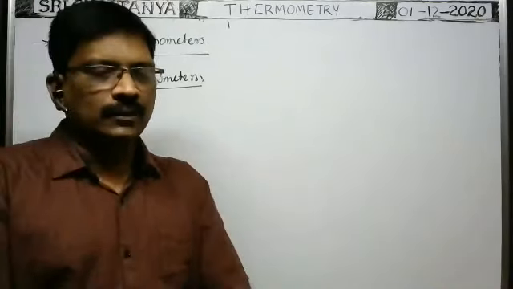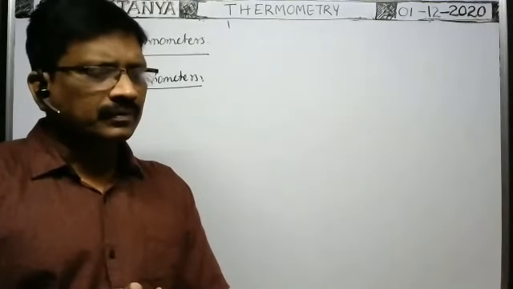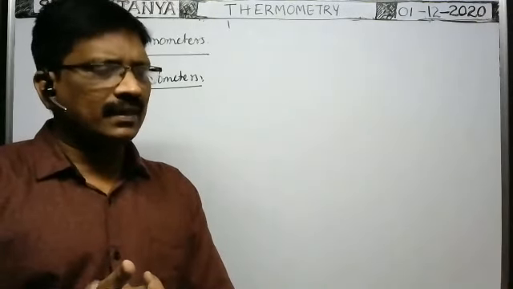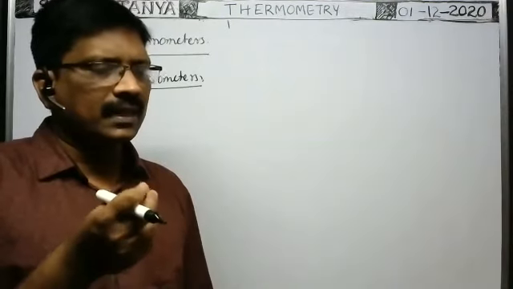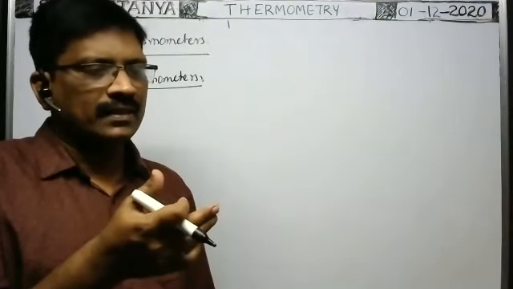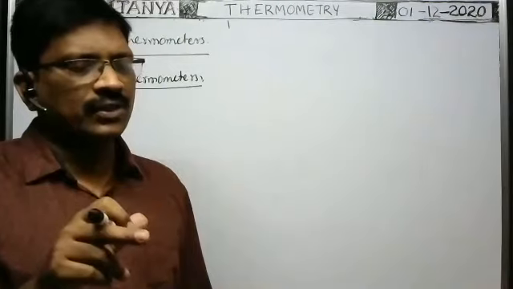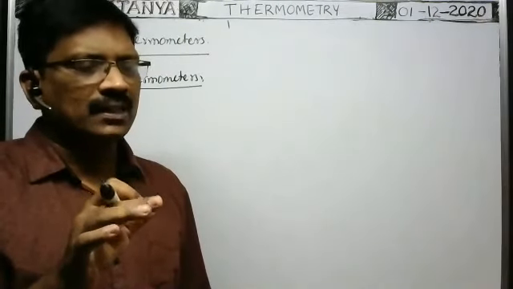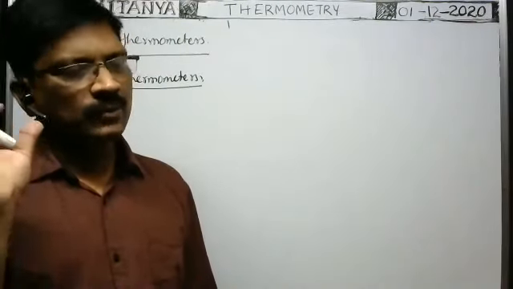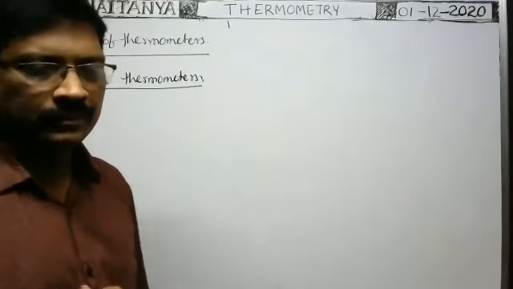Digital thermometer, I said. In a digital thermometer, sensors are there; based on our temperature, the resistance changes, and the current passing through the circuit changes. Based on that change in current, the display shows the reading.